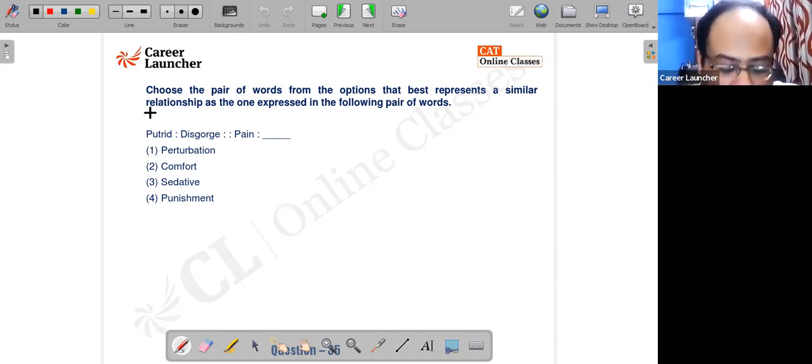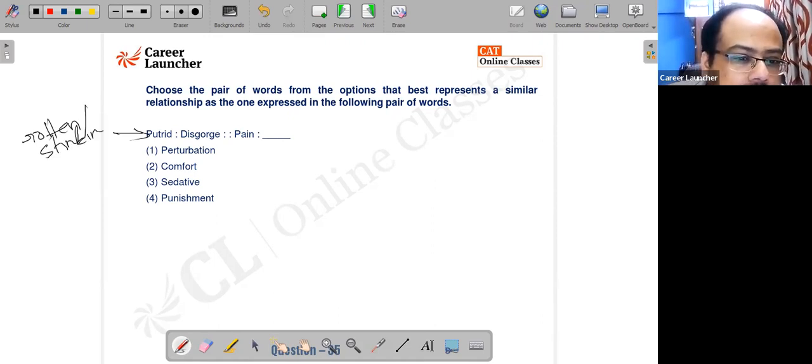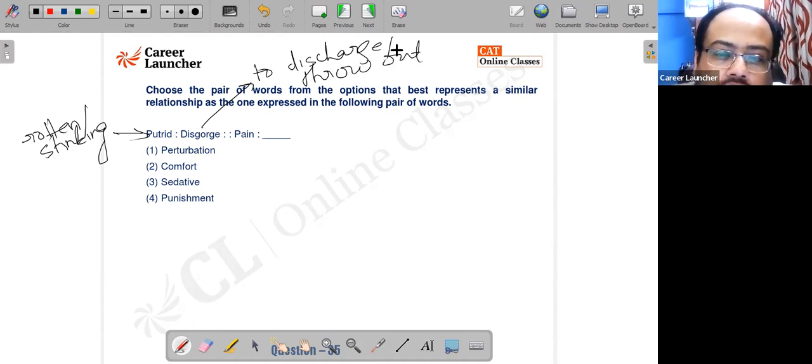Okay, let's discuss these questions. Putrid refers to something that is rotten or stinking. Disgorge refers to discharge or throw out. So putrid is rotten or stinking, and disgorge is to discharge or throw out.